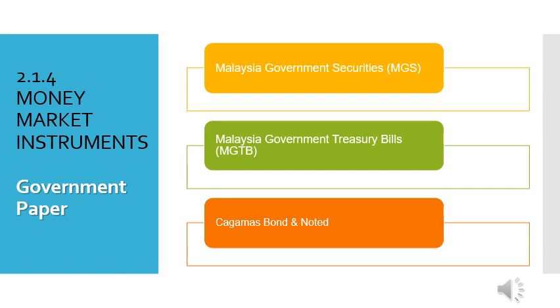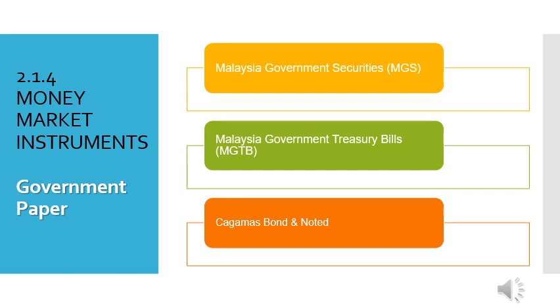For example, 91 days, 182 days, and 365 days. 91 days MGTB are issued weekly, while 182 days and 364 days are issued fortnightly and monthly respectively.